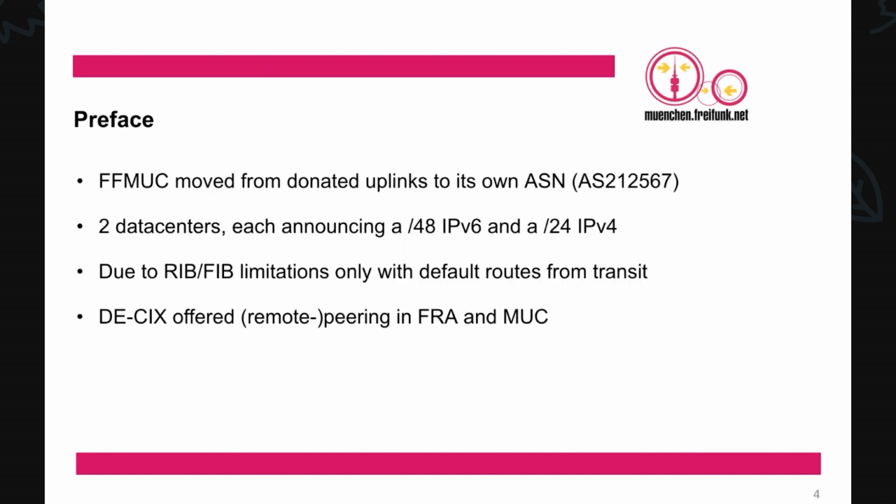We moved recently, last year in November I think, to our own ASN, and I now have two data centers. We announce a /48 IPv6 and a /24 legacy IP at the moment, which may grow in the future. We have some RIB and FIB limitations because, as I said, we are a non-profit and thus do not have that much money and need to leverage the resources we have.